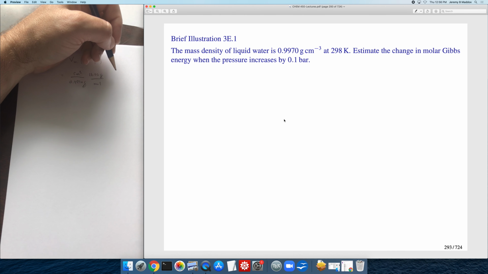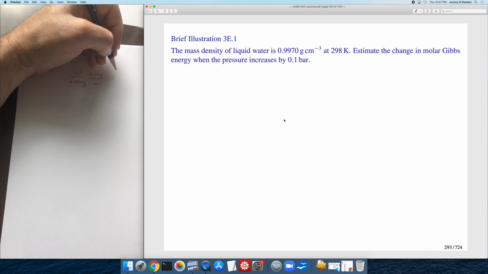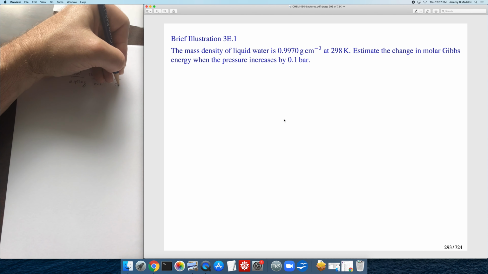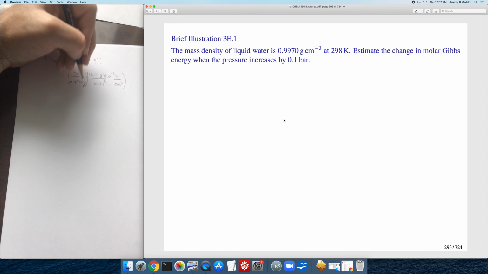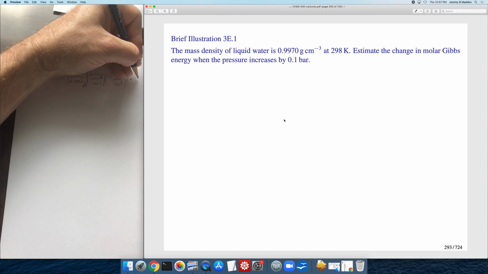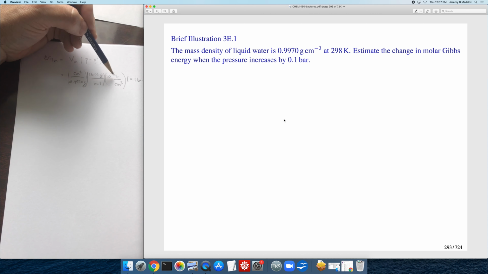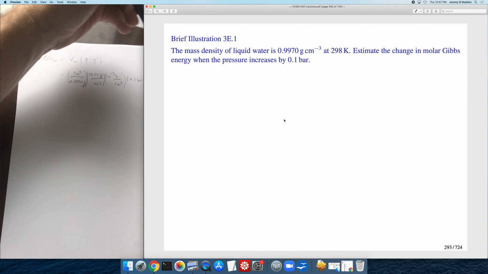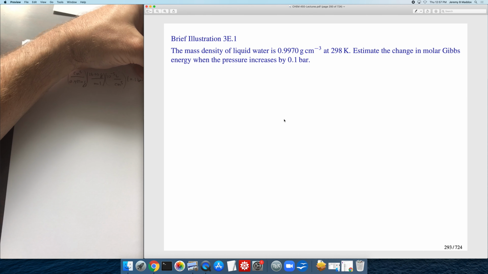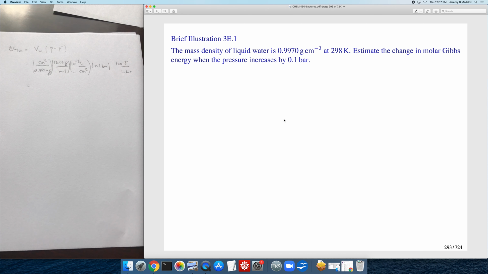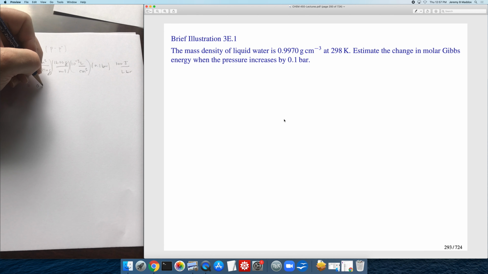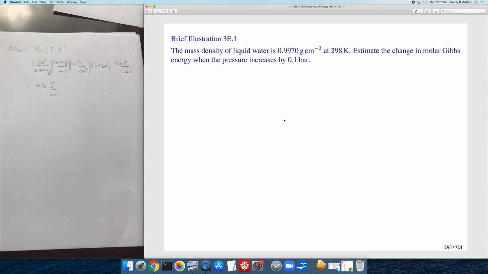So we want to then multiply this by 10 to the minus 3 liters per cubic centimeter. That's good. And then we'll have the pressure difference of 0.1 bar. And now we want to convert from liter bars to joules, and so that is going to be 100 joules per liter bar. So I'm getting a very small change, 0.18 joules per mole. So not very much at all.